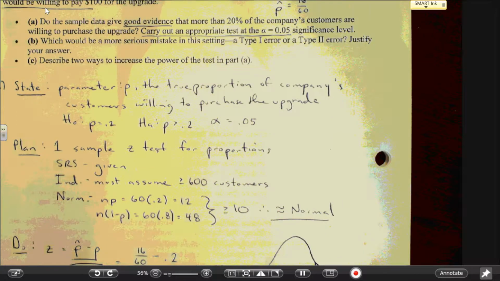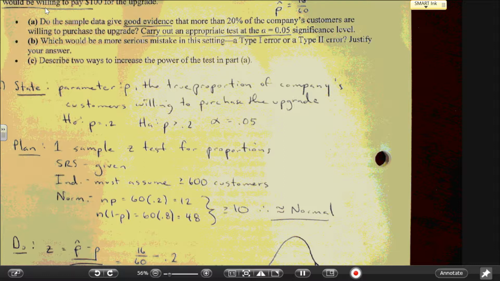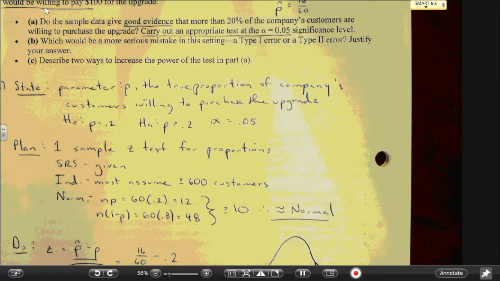The other part to this question, it says to describe 2 ways to increase the power. Well, we've talked about this for many days now. 4 ways: we could increase the sample size. We could increase alpha, the probability of a type 1 error. We could decrease the standard deviation. Or we could choose an HA further from the claimed H0. That's another way of saying we could increase the effect size.